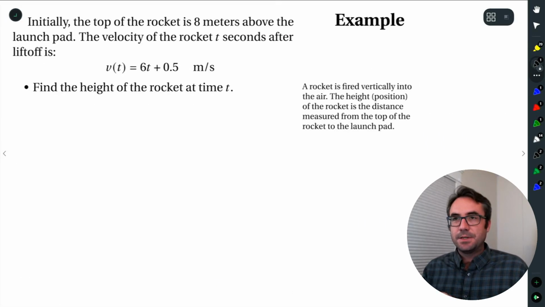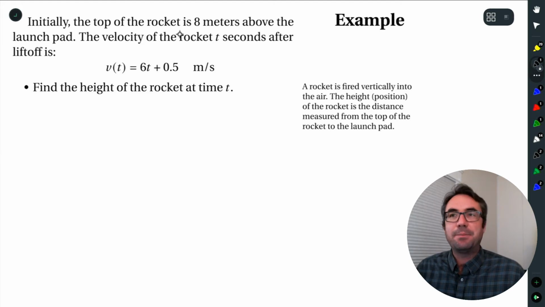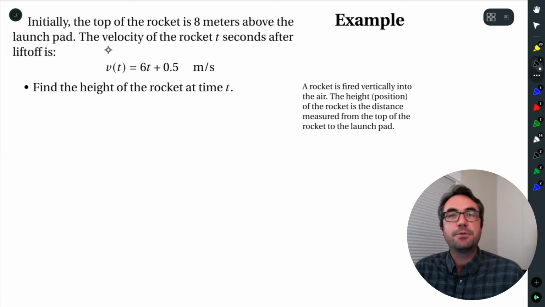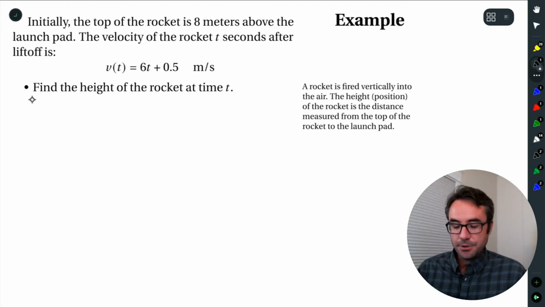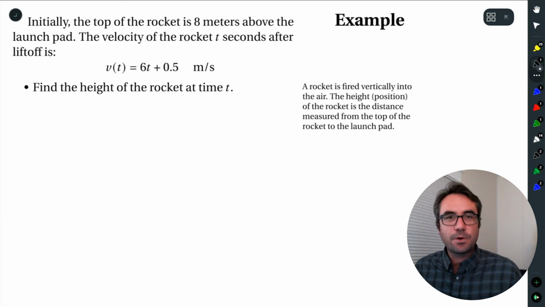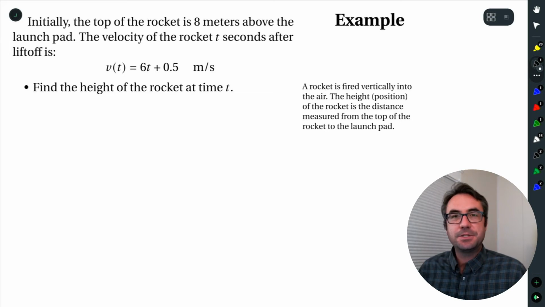All right, let's try an example. Initially, the top of a rocket is 8 meters above the launch pad. And we know the velocity function for this rocket t seconds after liftoff. This velocity function is given by v of t equals 6t plus 0.5, and the units here are meters per second. What we want to do in this example is find the height of the rocket at time t. And for our purposes here, we're going to assume that this rocket is fired vertically into the air, so its motion is in a straight line.